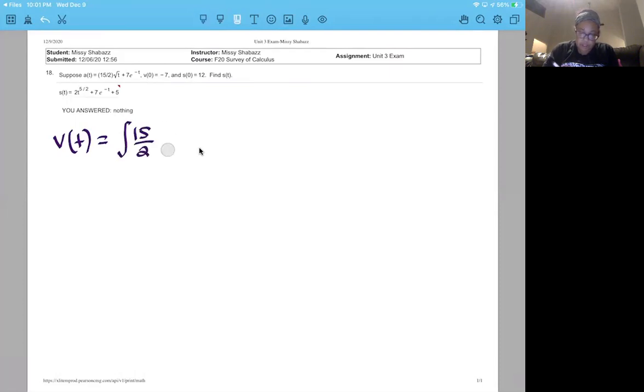Let's use t's. The integral of 15/2 square root of t plus 7e^(-t) dt. I'm going to add 1 to 1/2, which gives me 3/2, and I'm going to divide by the same number.